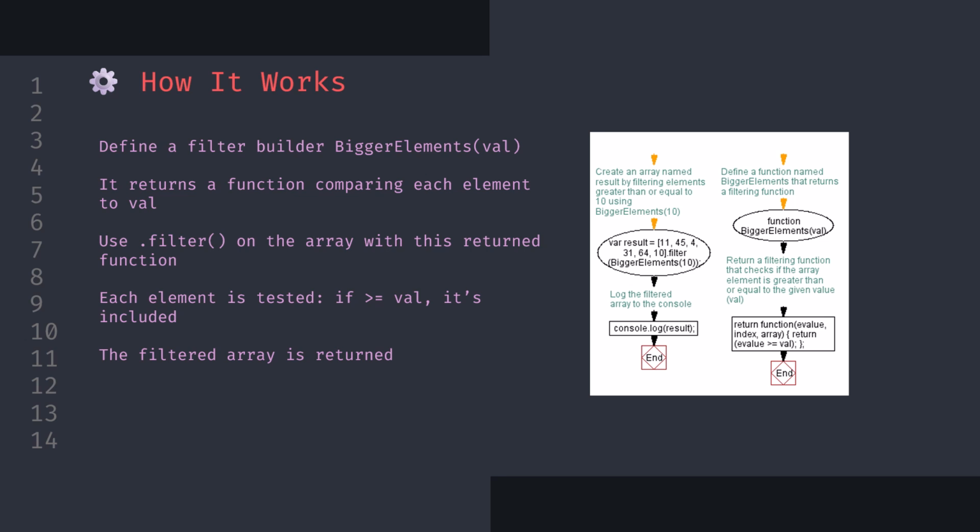The outer function accepts a value like 10, and the inner function uses that to test each item. When you call filter with it, only the elements that meet the conditions are returned. This is a great use of closures and higher order functions. Let's now explore some test cases.